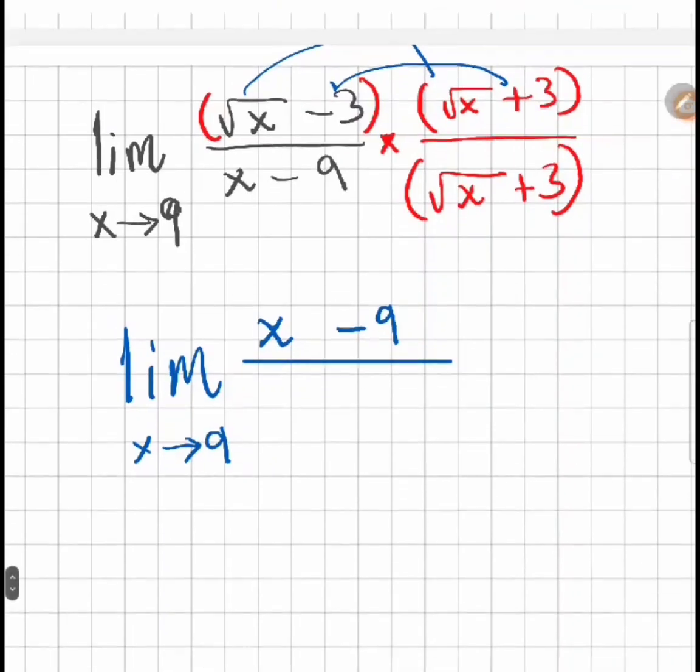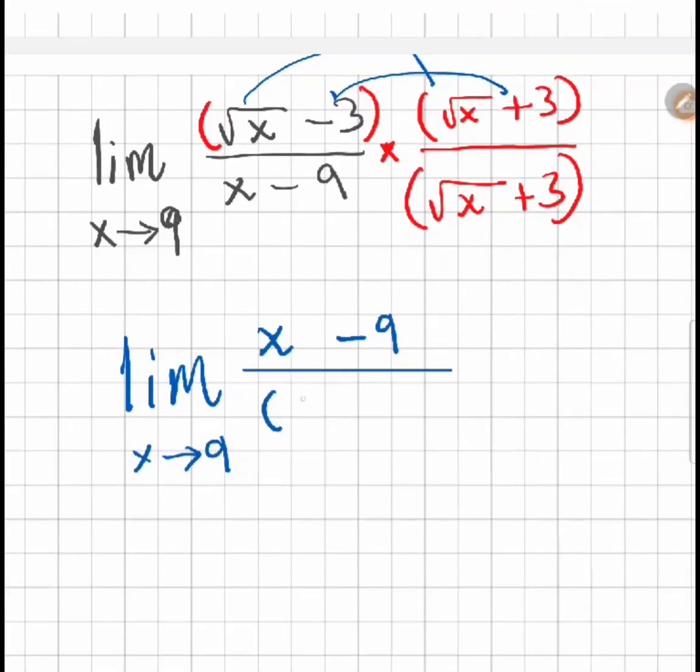Now on the bottom, I'm not going to FOIL the two expressions. I'm going to leave it the way it is, because my goal is to get rid of the x minus 9. I want to cancel it. So now -3 and positive 3 add up to 0. So what we have left over is the limit as x approaches 9 of x minus 9 divided by x minus 9 times the square root of x plus 3.